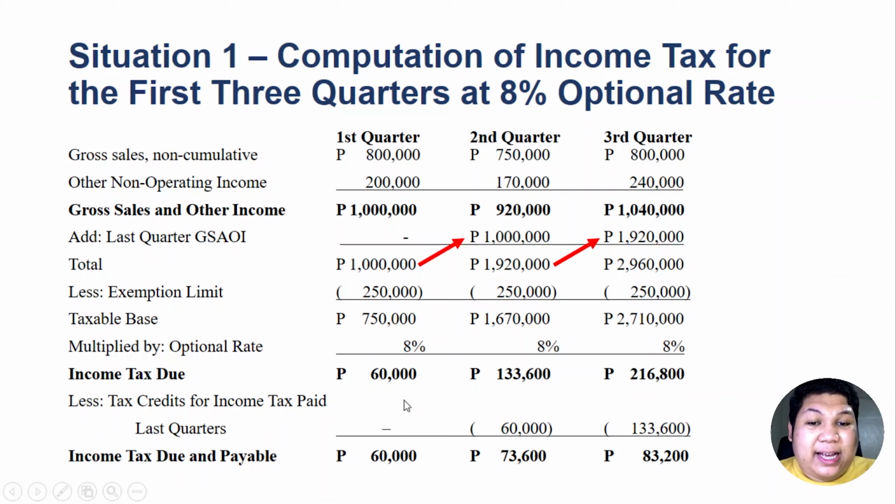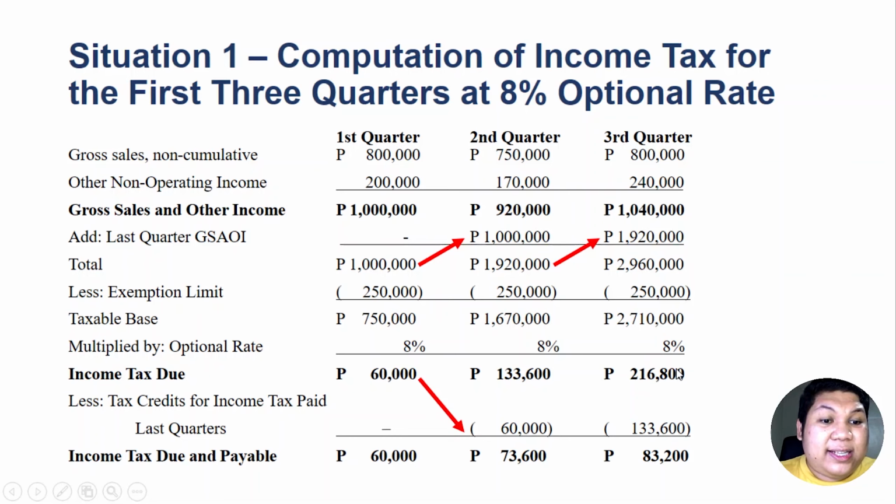But since this amount is based on the 1 million, which is also included in the second quarter, the 133,600 includes the tax due from the first quarter. So we deduct the 60,000 pesos from the second quarter's income tax due of 133,600, because it already includes the amount from the first quarter. That gives us the income tax due and payable of 73,600 pesos. And again, the 216,800 in the third quarter includes the amounts from the first quarter and the second quarter.